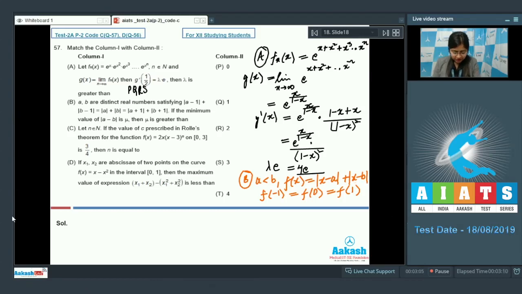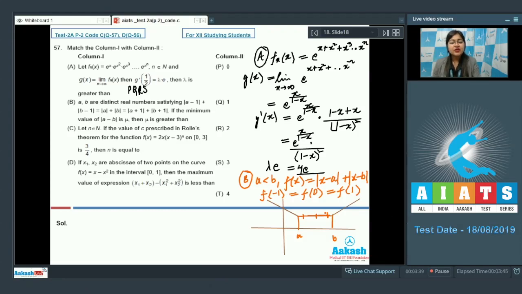Now if I make the graph of the function f(x), then we know that the graph is something like this, where this point is a, this point is b, and between a to b it's a constant function, right? Now it has been given that f(-1) is equal to f(0) is equal to f(1), which means that -1, 0 and 1 should definitely lie on this line.